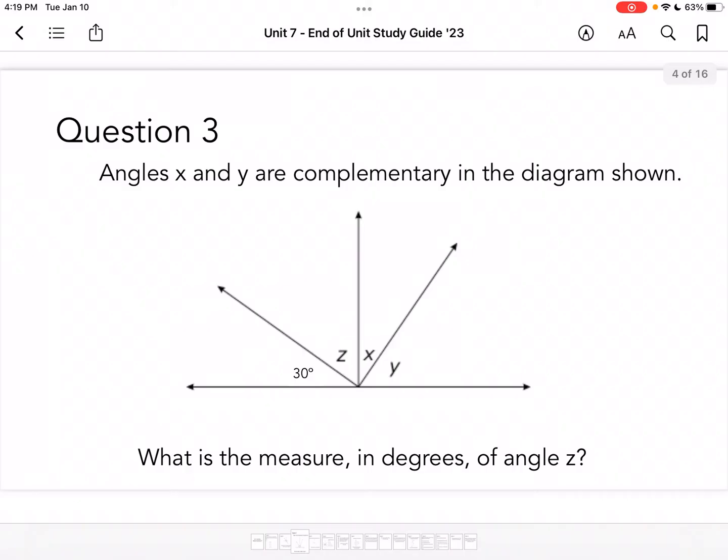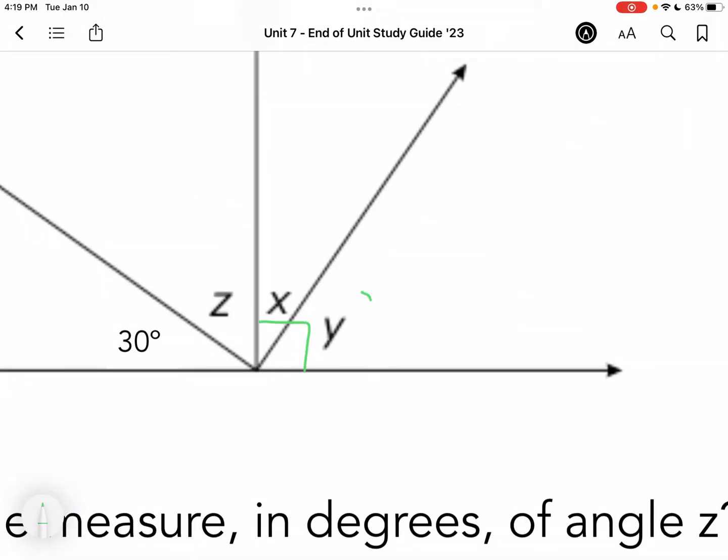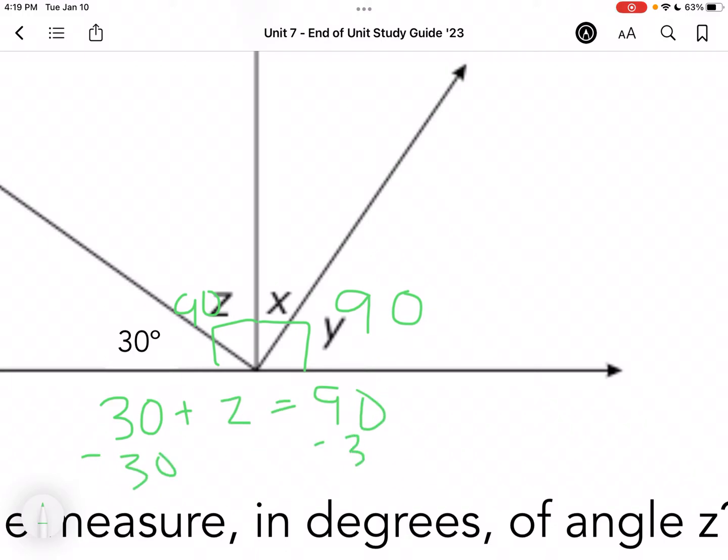All right, what is the measure in degrees of angle Z? Well, I know angles X and Y are complementary, which means they add up to 90 degrees. So if this is 90 degrees, that means this is 90 degrees. So I know if I have 30 plus angle Z equals 90, I can subtract 30 on each side. So Z equals 60 degrees.